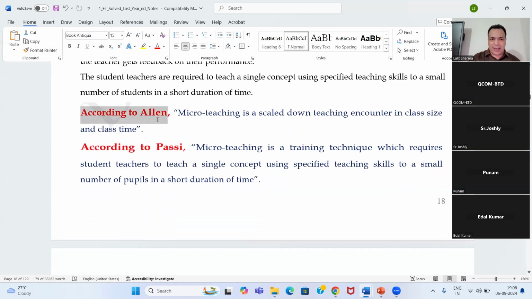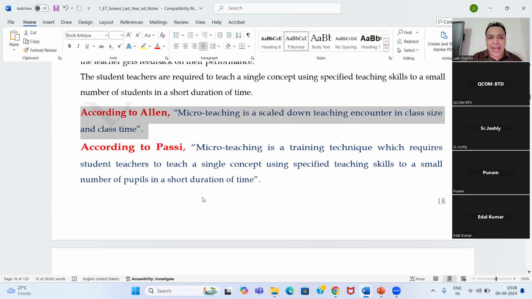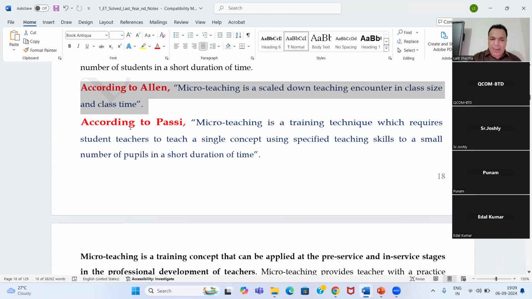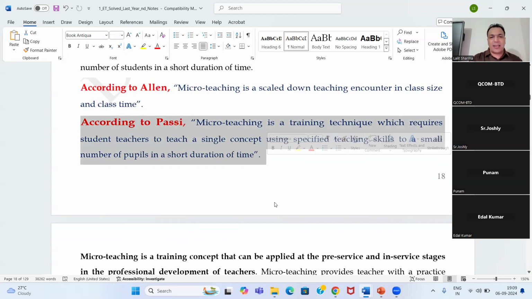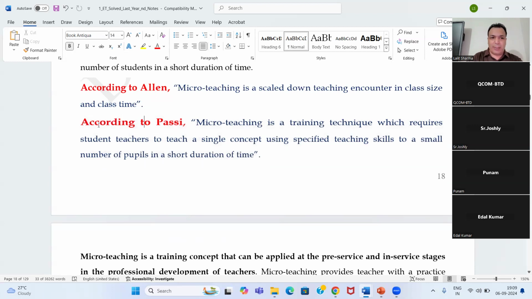What has Allen said? According to Allen, micro teaching is a scale down teaching encounter in class size and class time. What has Passi sir said? This is B.K. Passi. Right? Personally I know that I have met Passi sir, I think 20 years back. Okay, the name of the person is B.K. Passi, full name.